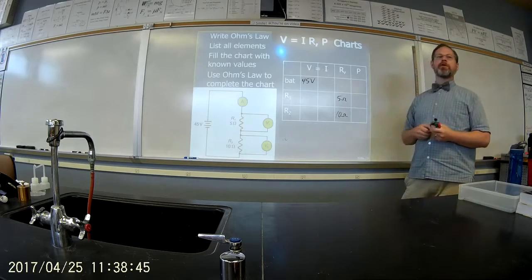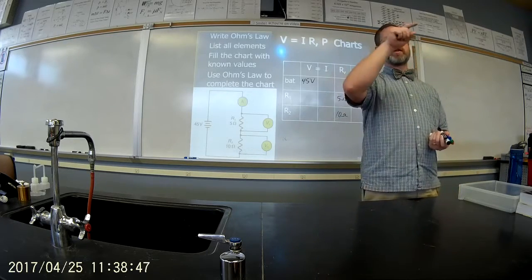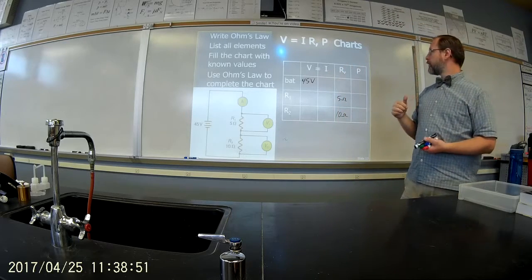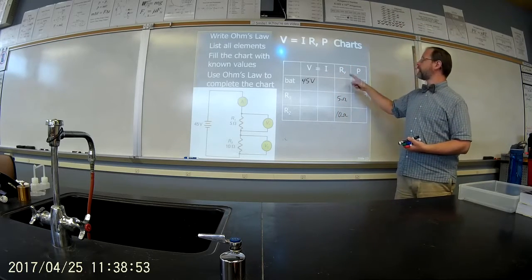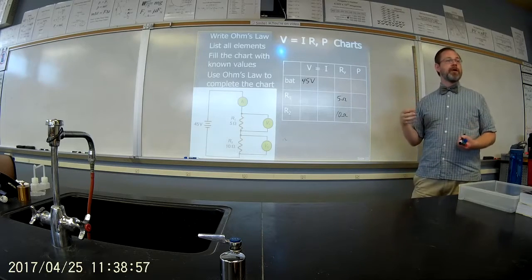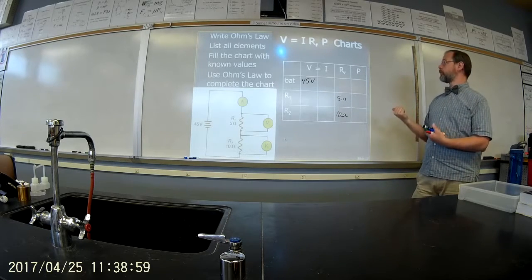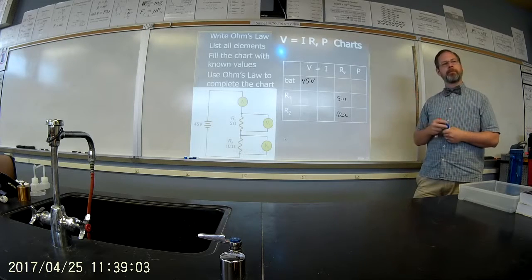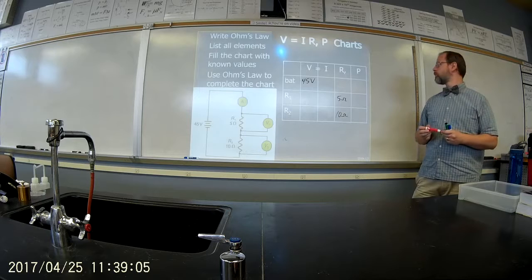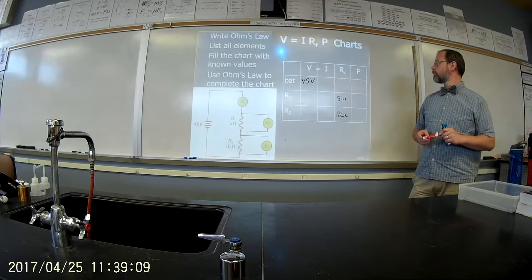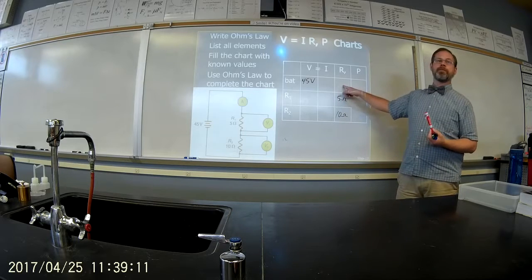Okay. Now in Sudoku, you can find out what's missing in any column or row or box. Same way with VIRP charts. So we know that there's something missing in this column. So anytime there's anything missing in a column or a row, then we can fill it out using Kirchhoff's laws and Ohm's law. So what do you want to write down next? R for the first row?